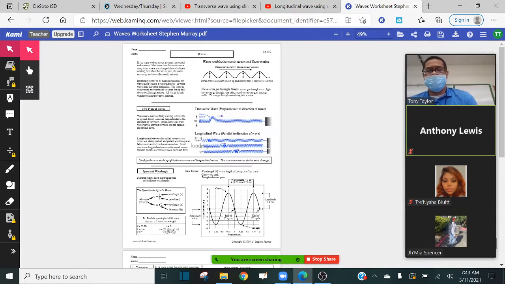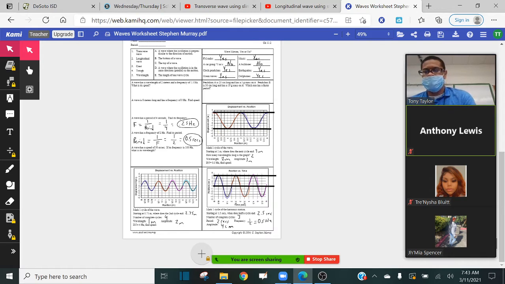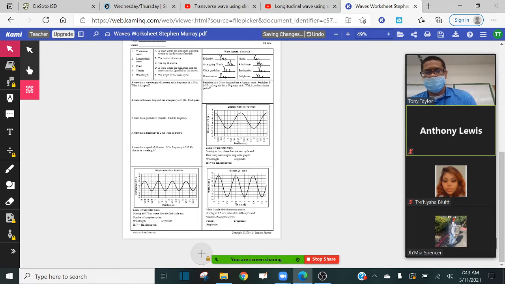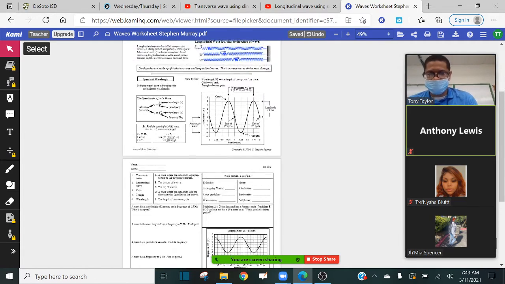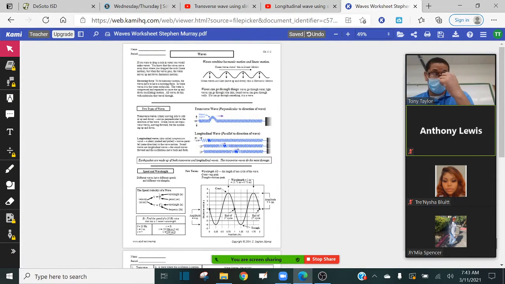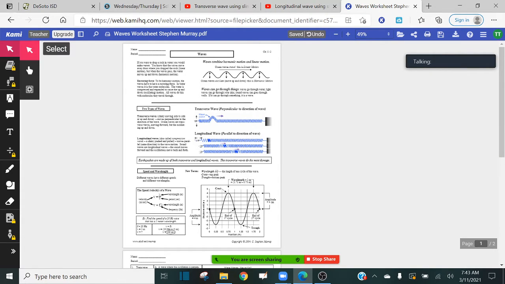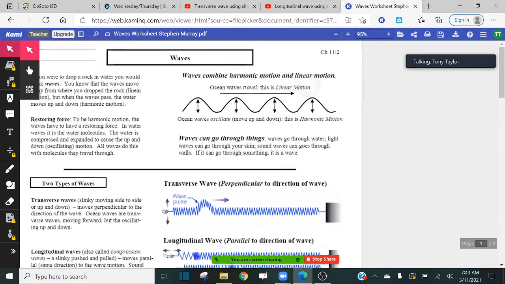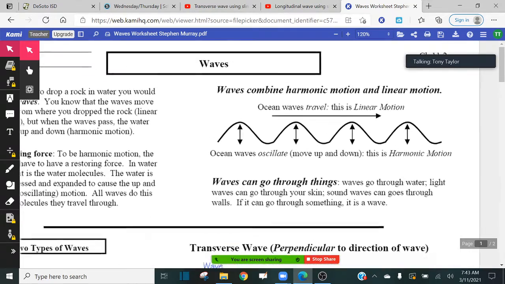Okay, hold on, guys, let me clear everything on the screen here, just to be sure. Okay, since we're talking about harmonic motion, this leads to an excellent discussion on waves. Okay, waves are a perfect example of harmonic motion.